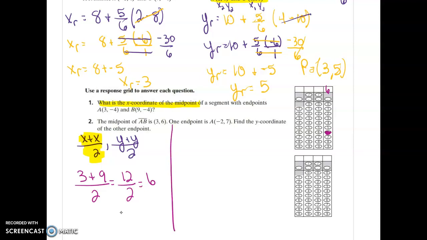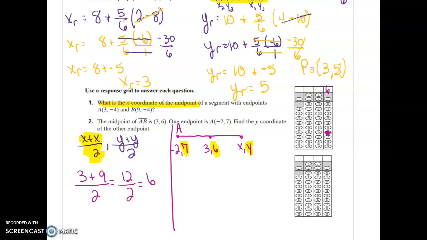So problem 2 says the midpoint. So let's put a picture to this one. The midpoint is (3, 6). One endpoint, A, is (-2, 7). They want us to find the y coordinate of the other one. So this is what I'm really looking for. So with that in mind, I really only need to focus on the y coordinates for everything else.